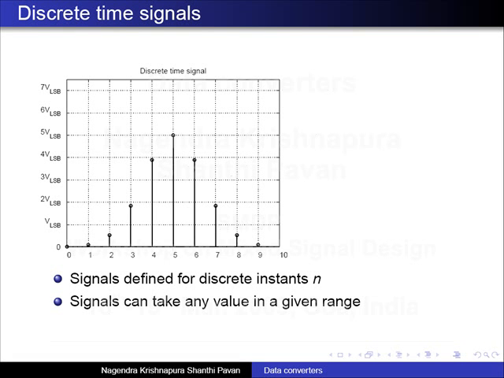Now we have another type of signal, which is a discrete time signal. In this case, the signal can take on any value, but it is defined only at the sampling instants. Here I have marked them 0, 1, 2, 3 and so on. So there is nothing between 0 and 1. It's not as though the signal is 0 between 0 and 1. It's simply not defined. It's defined only for 0, next for 1, next for 2 and so on. So this is a discrete time signal.